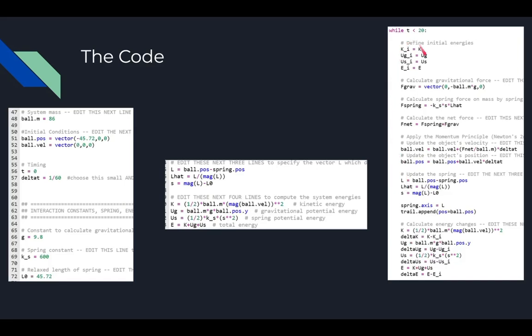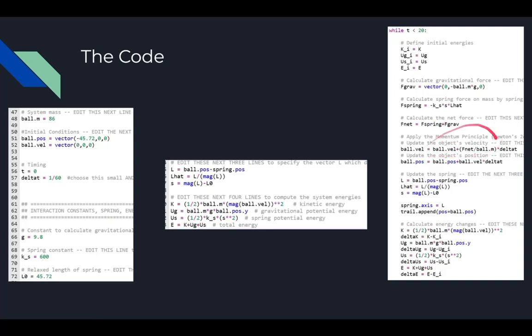Then we also have the while loop here, which is the main section of the code. We have our initial variables, which are K initial, UG initial, US initial, and then energy initial. And then we have our force of gravity, which is mg. And we have our force of the spring, which is negative k s L hat, with s being our stretch. And then we have the net force, which is the spring plus gravity.